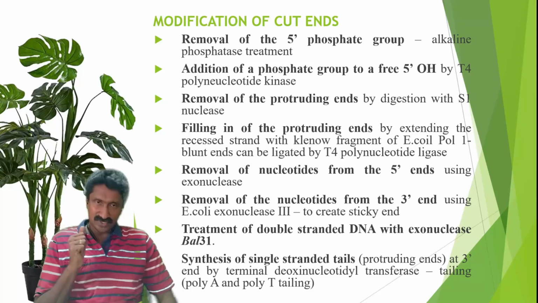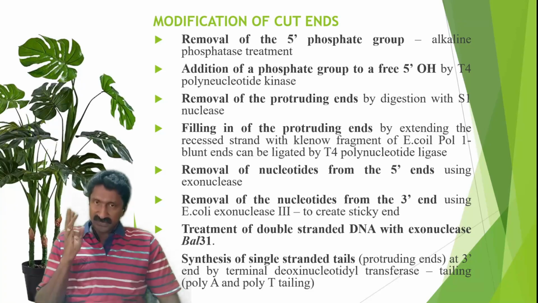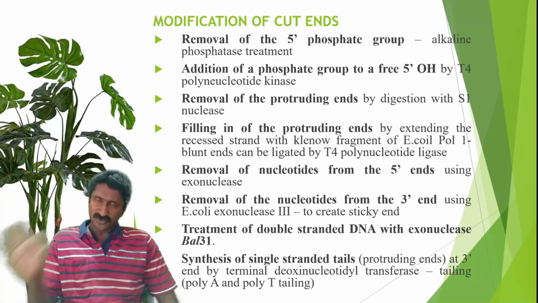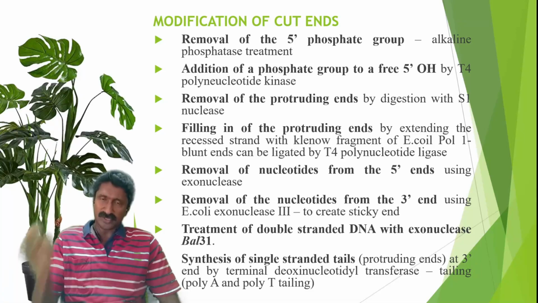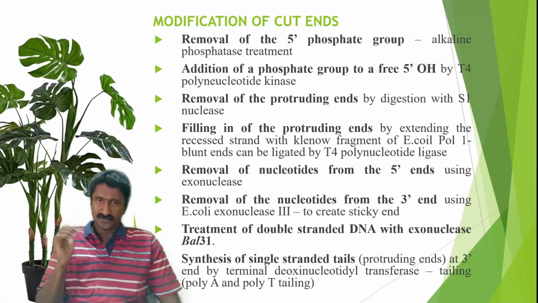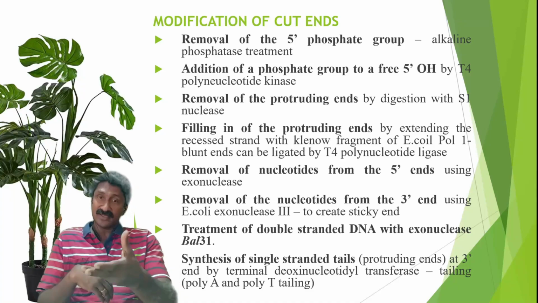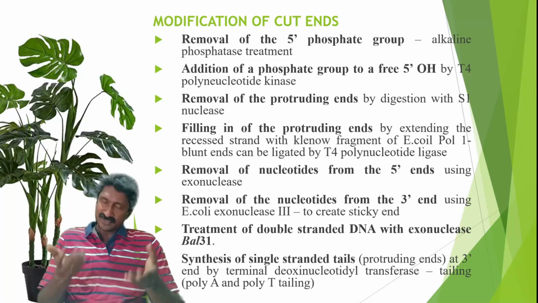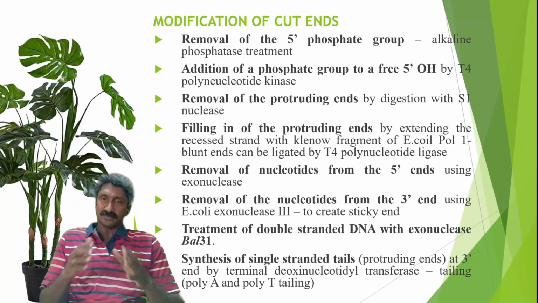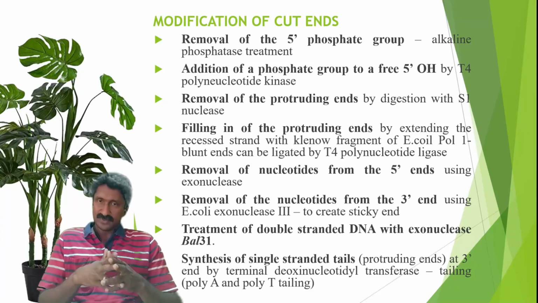So two enzymes: alkaline phosphatase treatment for 5' phosphate removal and subsequent blocking of the remaining process, and T4 polynucleotide kinase for adding the 5' phosphate so that further process will be continued.